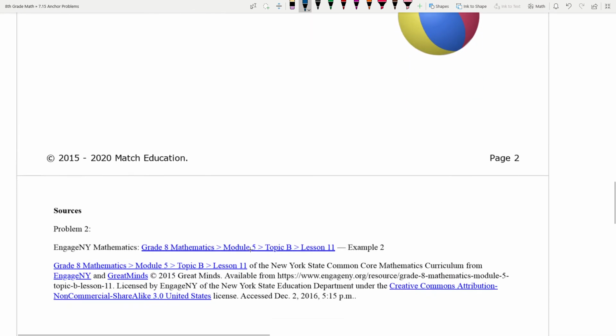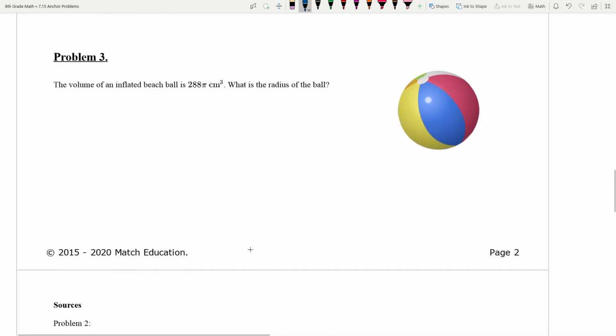Now, what happens if we have to work backwards? And that's a good question to conclude on. The volume is 288 pi cubic centimeters. What's the radius? Use your formula and solve what you know. Volume is 4/3 pi r cubed. Your volume is 288 pi, don't simplify that, is equal to 4/3 times pi times radius cubed, and that radius cubed is what you're solving for.